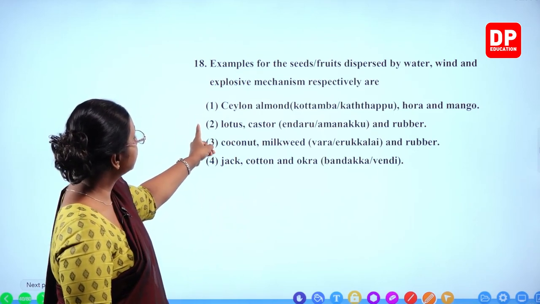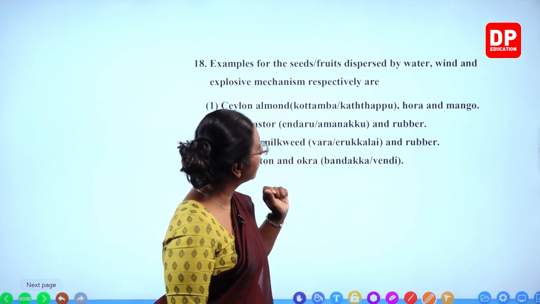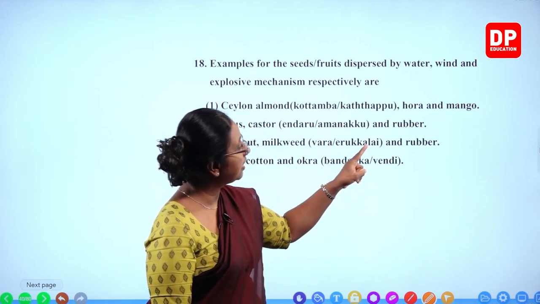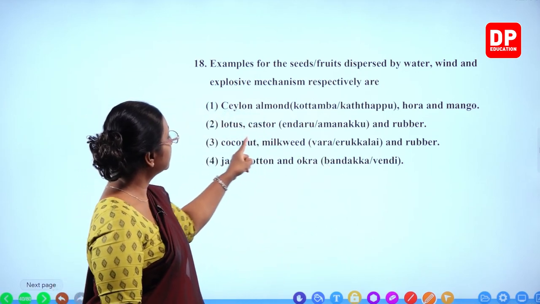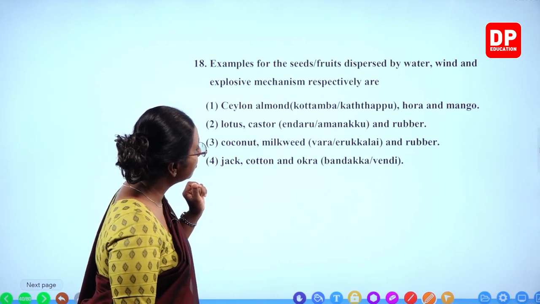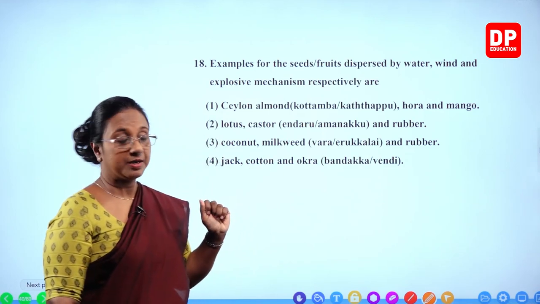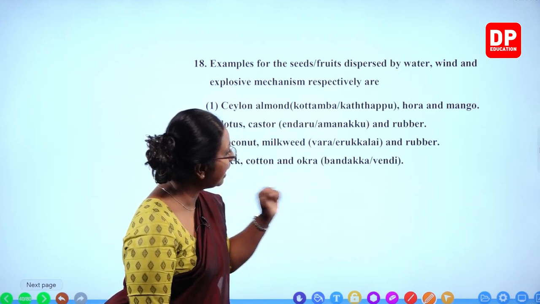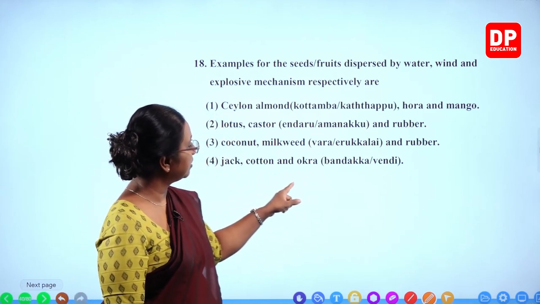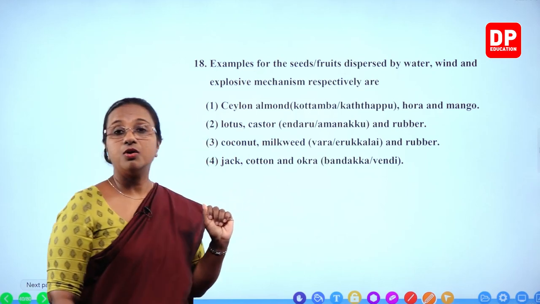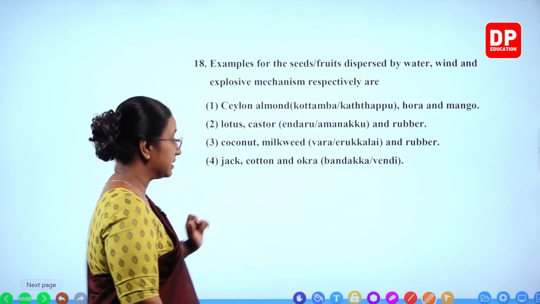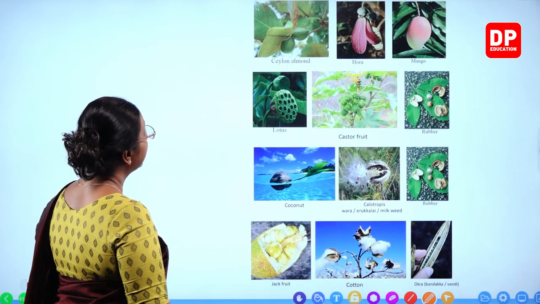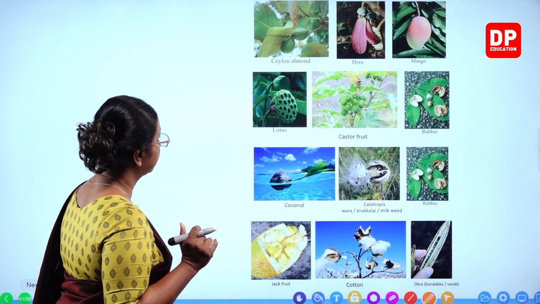So here you can see Ceylon almond, Kottamba or Kattapu. Then there is Hora and mango. Lotus, castor, that is Endaru or Amanak, and rubber. Then coconut, milkweed, that is Vara or Irukalai, and rubber. Then jack, cotton and okra, that's Bandaka or Vendi. So those are the answers. We'll look at them in the next slide. Now here I have put the pictures.